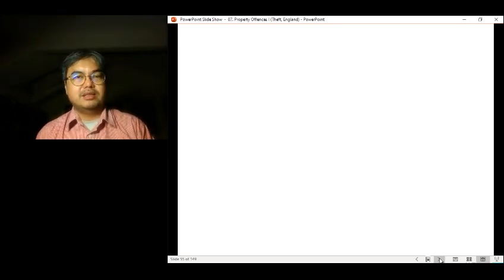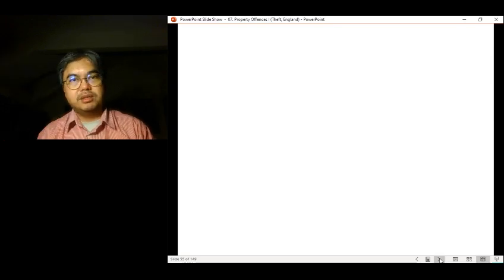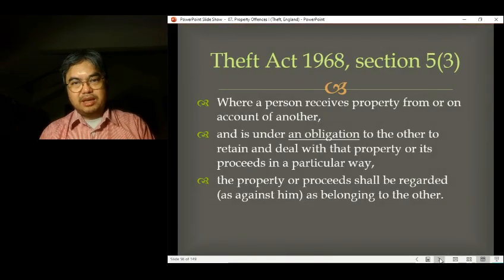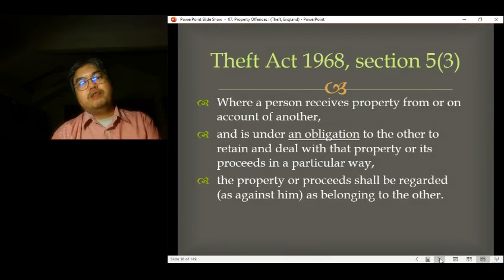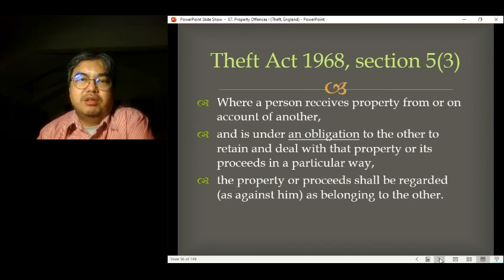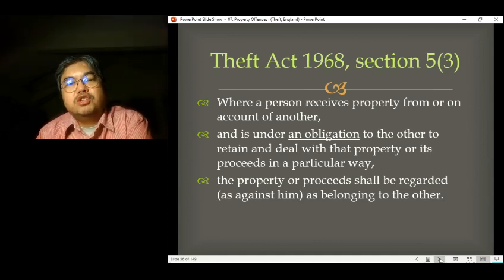So the question then is, is that money considered to be belonging to his customers? The customers gave it to him. He received it from his customers. Now the key thing here is that not only must you have received the property, you are under an obligation to retain and deal with it in a particular way. But based on the facts of Crown against Hall, there was no such obligation.